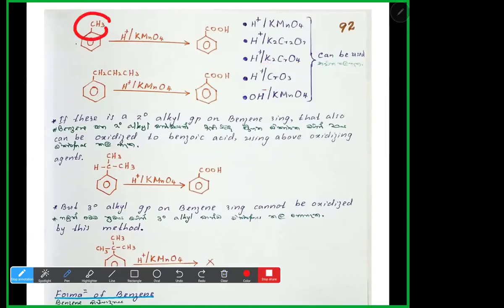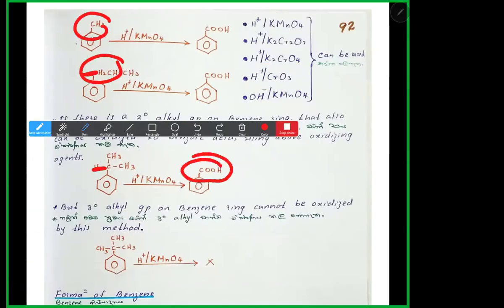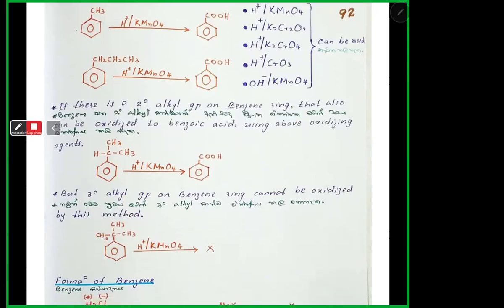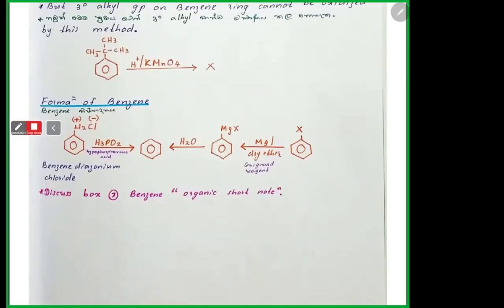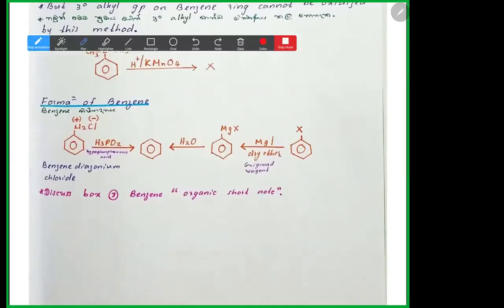Any of these groups, whenever there is a CH, even a single CH, can oxidize to one single COOH. But this doesn't have any CH. So a tertiary carbon cannot be oxidized by potassium permanganate, or any of these strong oxidizing agents.